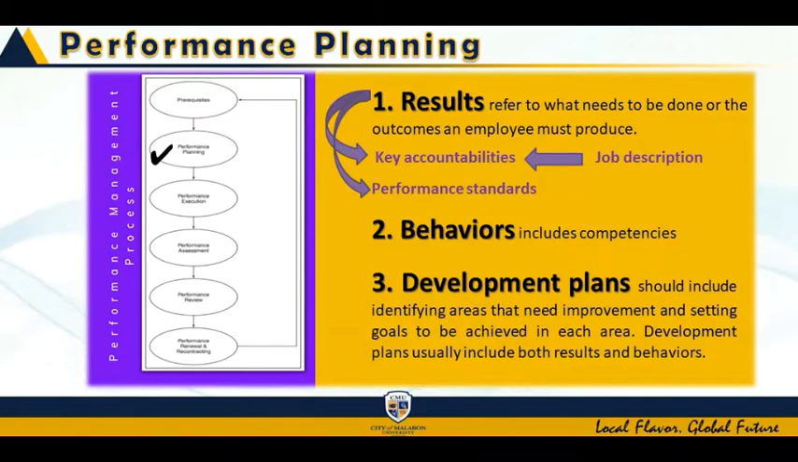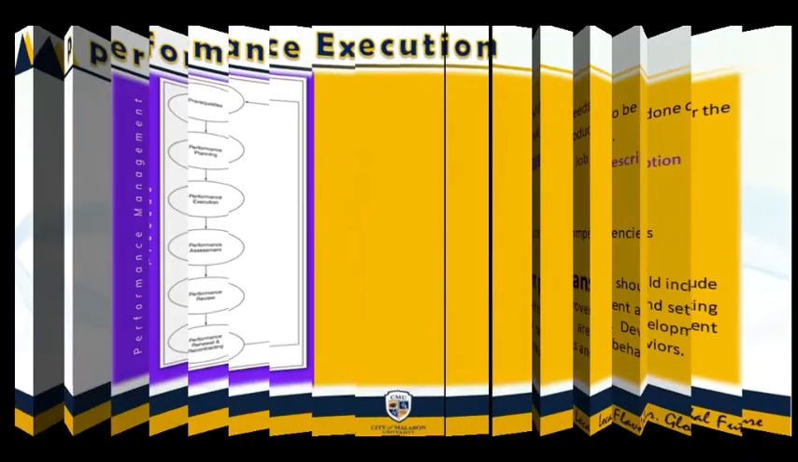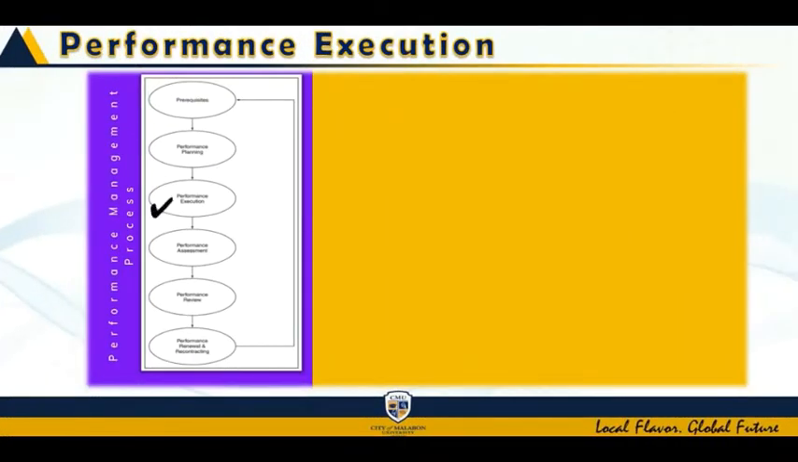Once the prerequisites are met and the planning phase has been completed, we are ready to begin the implementation of the performance management system. This includes performance execution, assessment, review, and renewal and recontracting. Third is what we have, the performance execution.